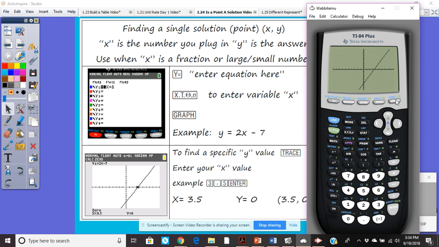To find out what y equals when x equals 3.5, you're going to hit trace. And then you're going to enter your x value. So 3.5 is my x value, and you hit enter. And when you do that, it's going to give you your x value, and it's going to give you your y value. So when x is 3.5, y is going to equal 0.